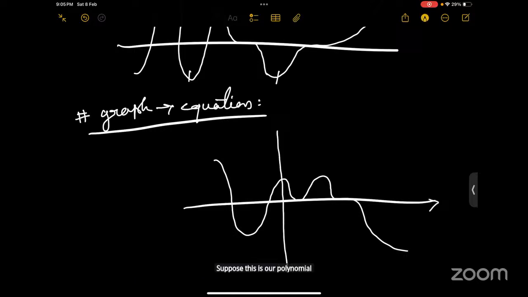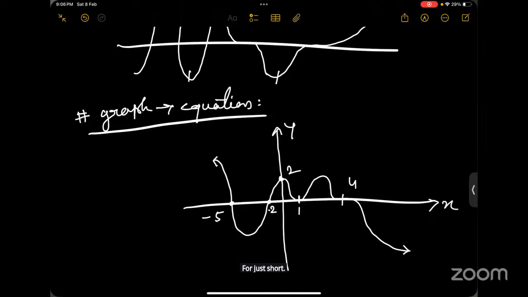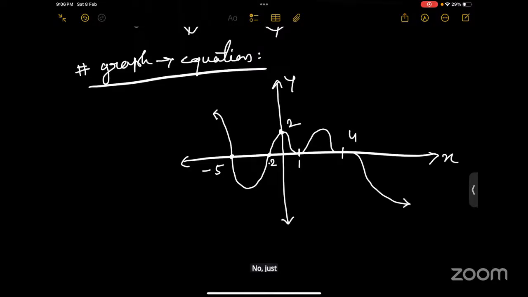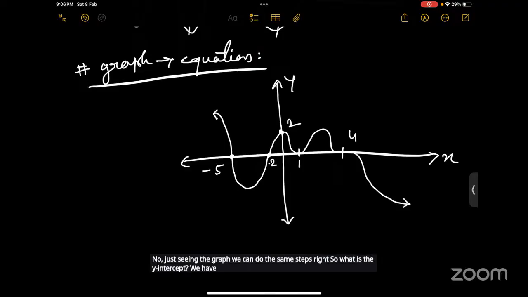This is our x-axis. This is our y-axis. Suppose this point is -5, this is -2, this is 1, and this is 4. And this point is, suppose, 2, just for consideration. Now, just seeing the graph, we can do the same steps, right? So what is the y-intercept? We have the y-intercept as 2.